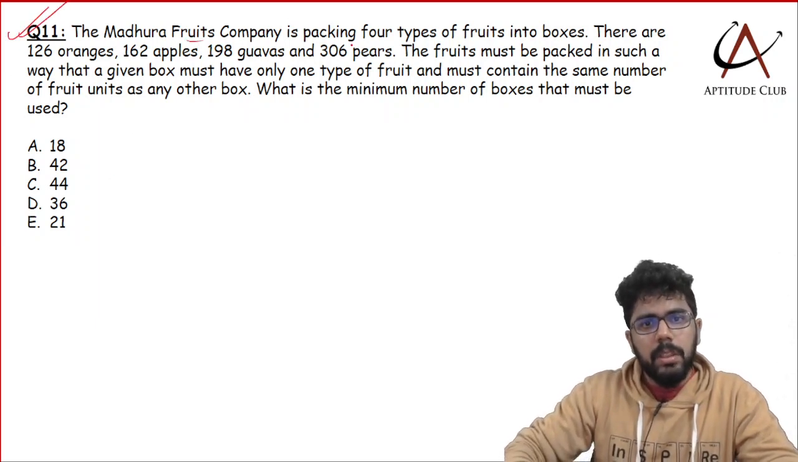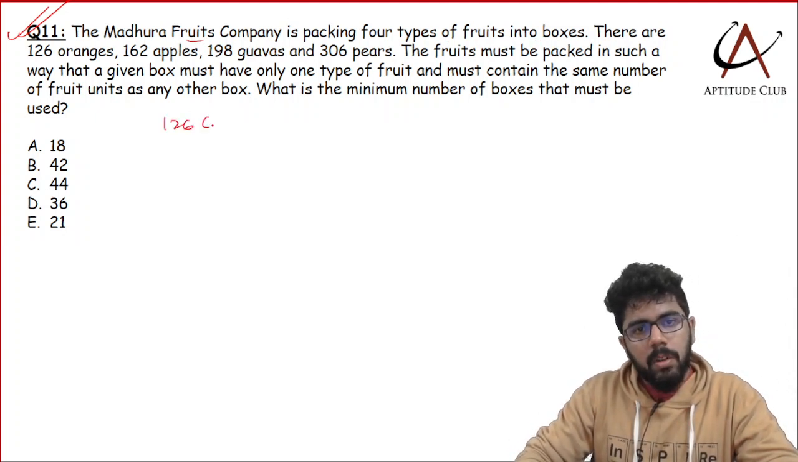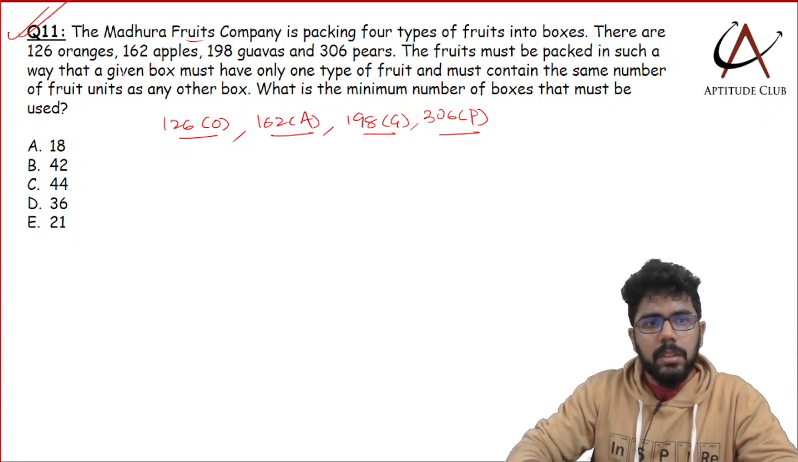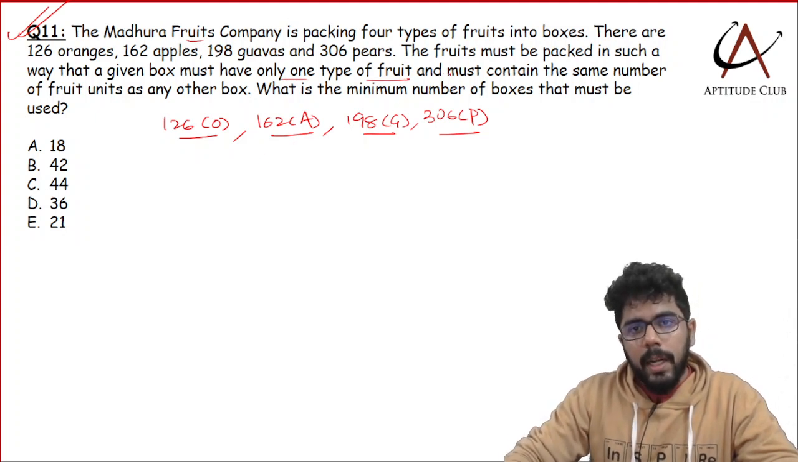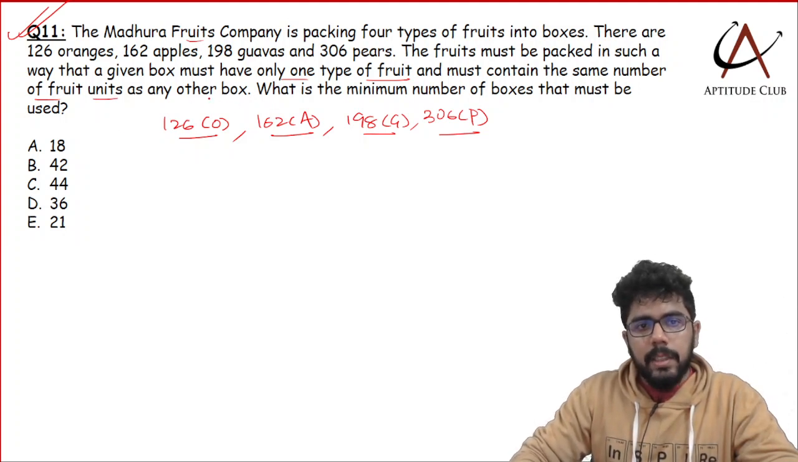Madhura Fruits Company is packing 4 types of fruits into boxes. There are 126 oranges, 162 apples, 198 guavas and 306 pears. So 4 types of fruits are there. The fruits must be packed in such a way that a given box must have only one type of fruit, and must contain the same number of fruits as any other box. So what is the minimum number of boxes?